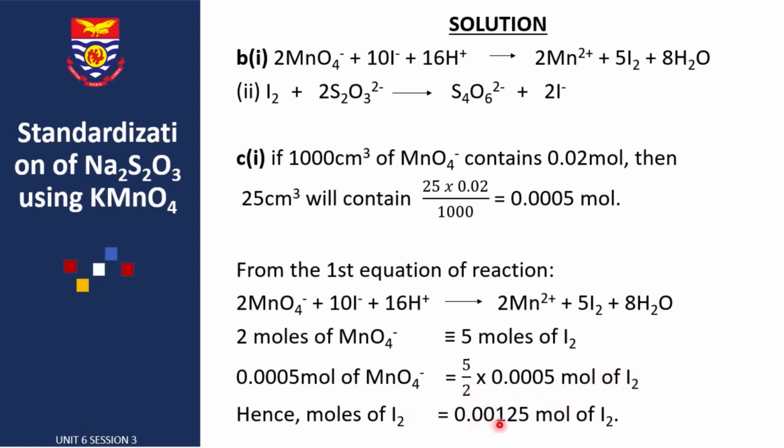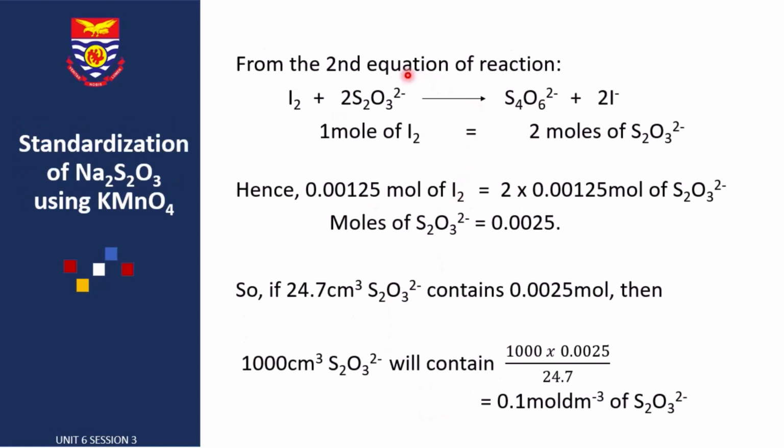That is 0.00125 moles. Now remember that we are only passing through the iodine to get to the thiosulfate. We don't actually need the concentration here, and this is the number of moles that reacted with the thiosulfate. This is the number of moles of the iodine produced, and it's the same number of moles that reacted.